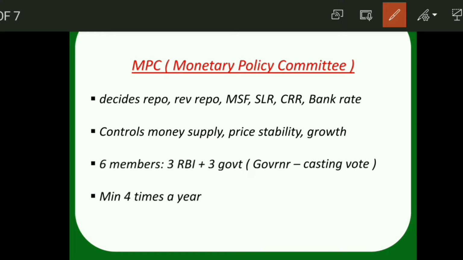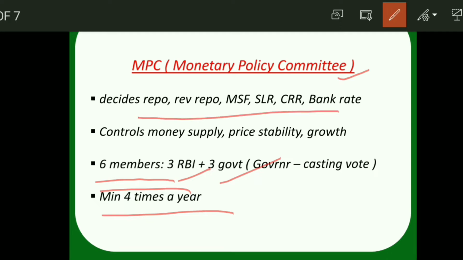First of all, let us understand what is the Monetary Policy Committee. It's a 6-member committee. Out of these 6 members, 3 are from RBI and 3 are government nominees. And this must meet at least 4 times in a year, to decide various quantitative tools such as repo rate, reverse repo rate, MSF, statutory liquidity ratio, CRR, bank rate, etc. So by controlling these measures, RBI effectively controls the total money supply in the market, which tends to price stabilization, and it improves the growth of the economy.